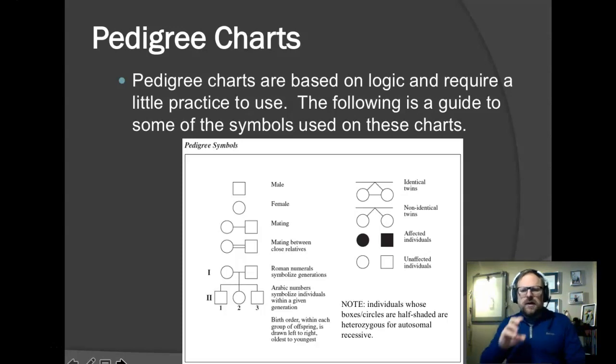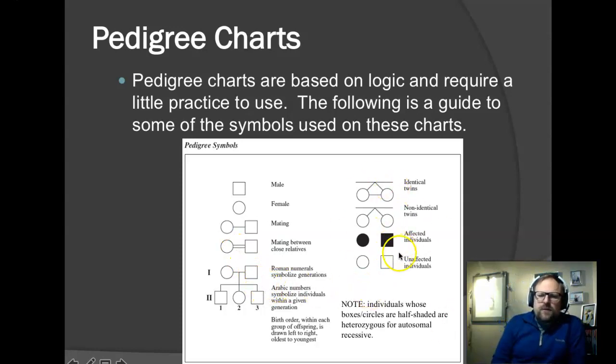So you need to have a basic understanding of how a monohybrid cross works, the stuff that we've just been working on. So here's a guide to what we're going on. If you find a square box on a pedigree, it means that individual's male. If you have a circle, that means the individual's female. When you have two individuals that mate, there's a line between the male and the female. I've never seen it come up, but it could: mating between two close relatives would be male and female with two lines between them.